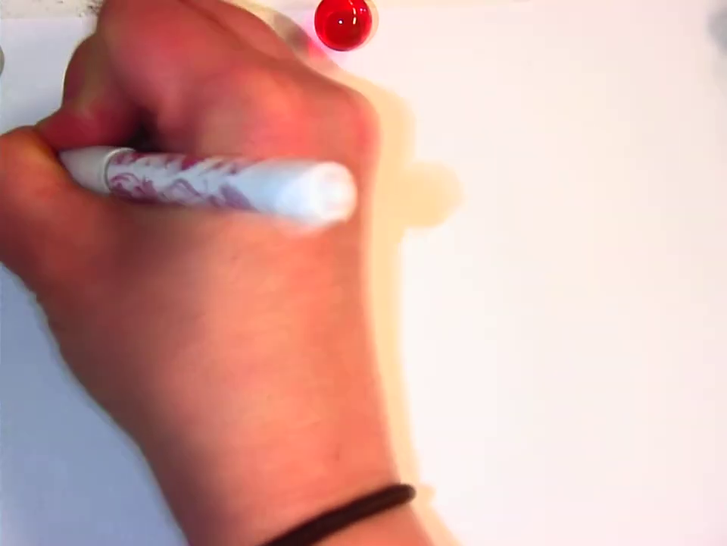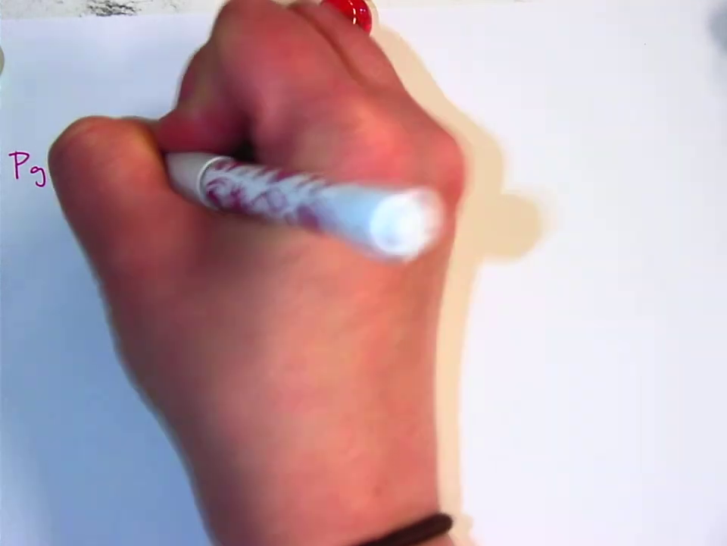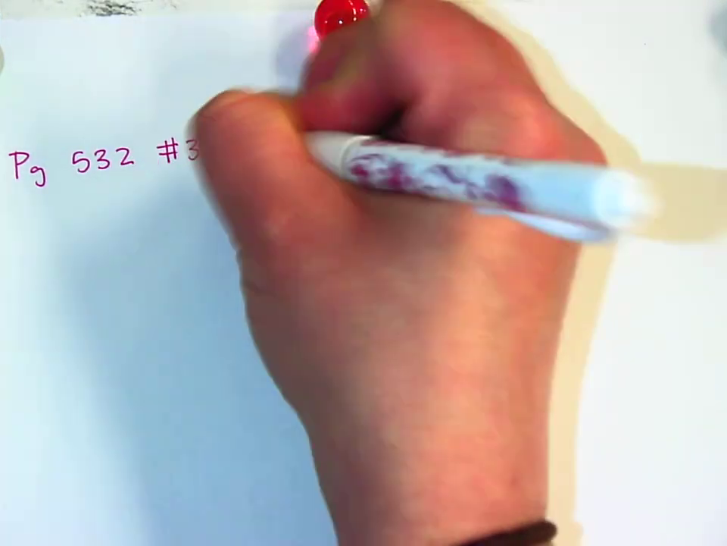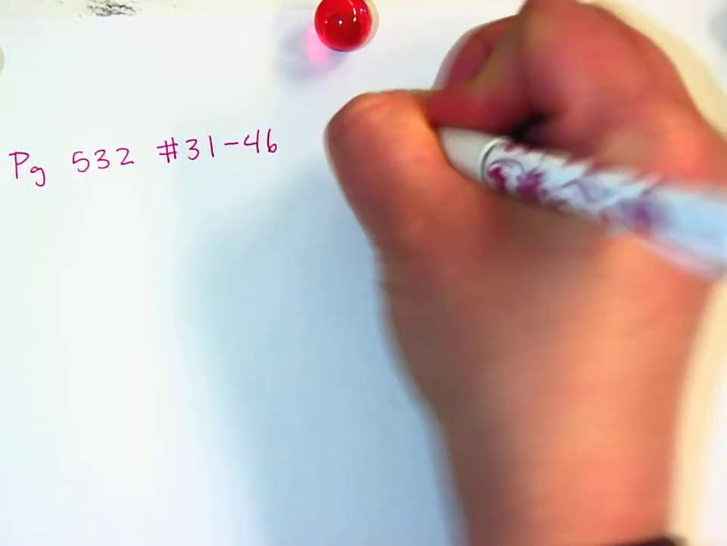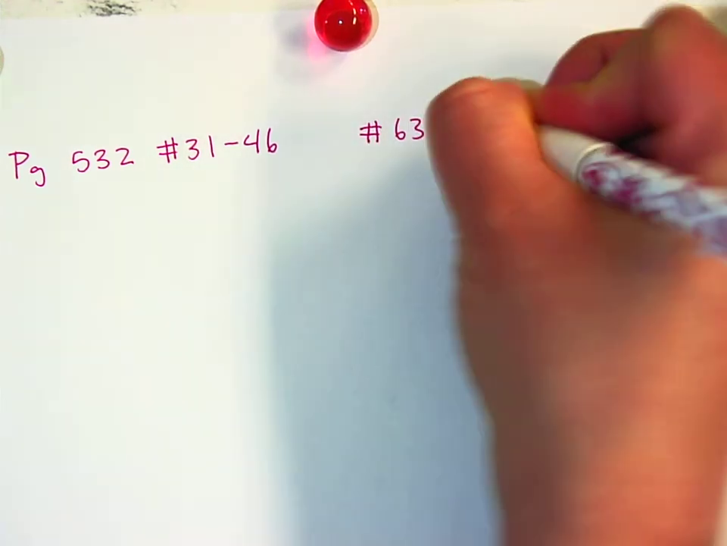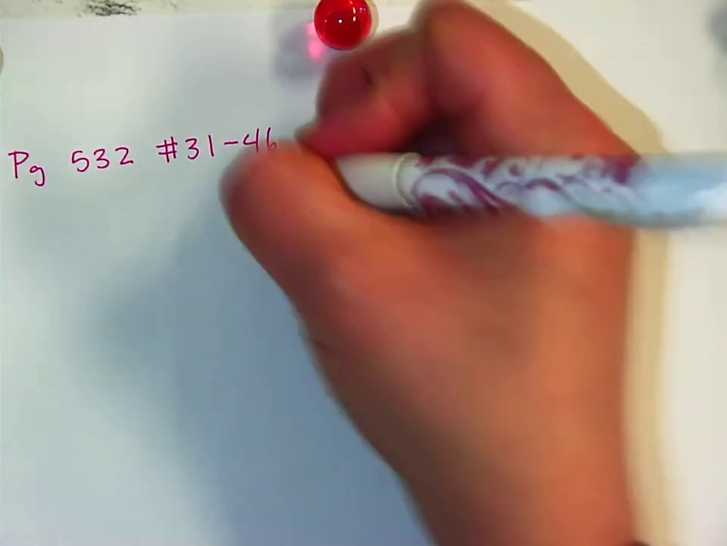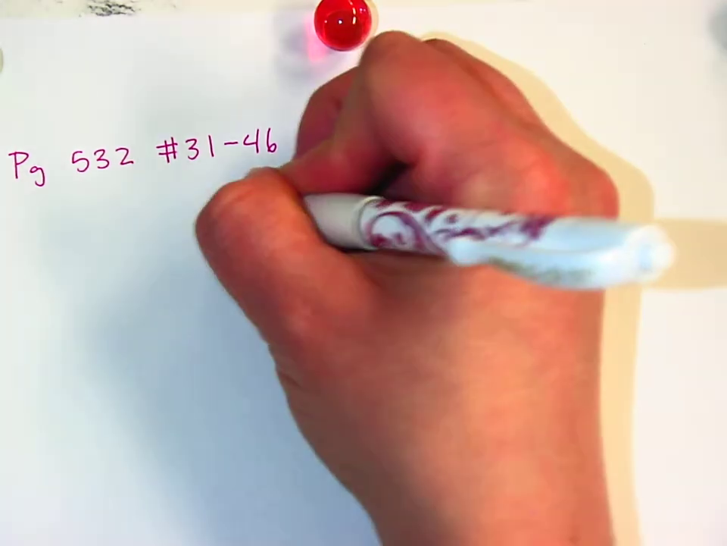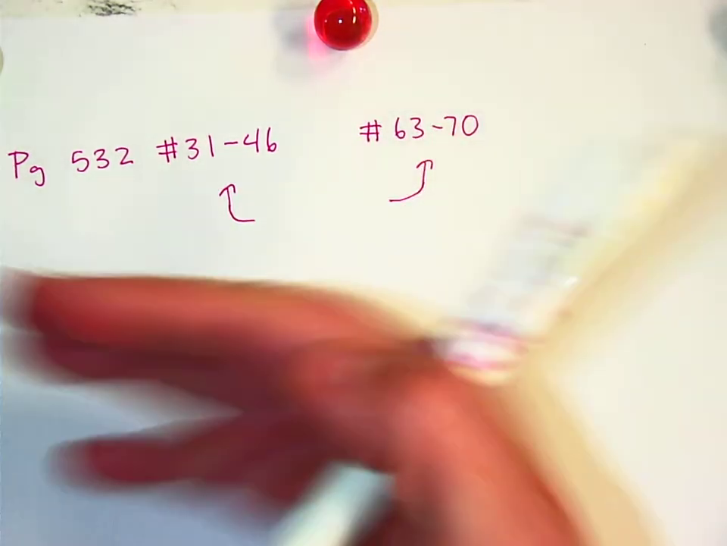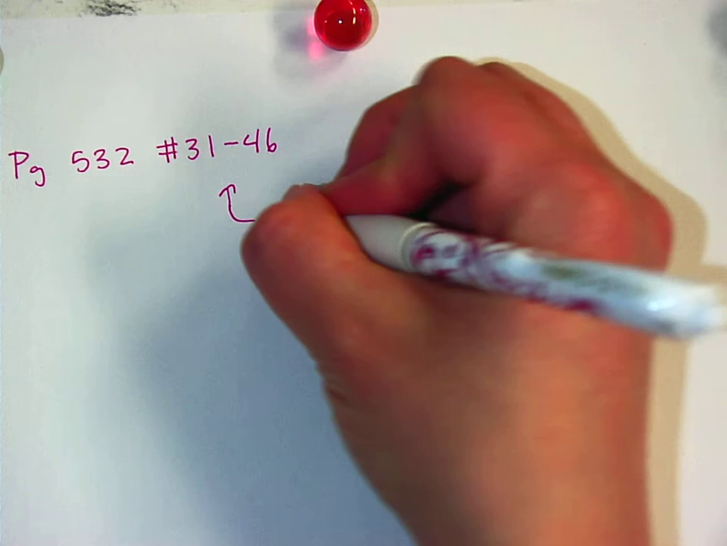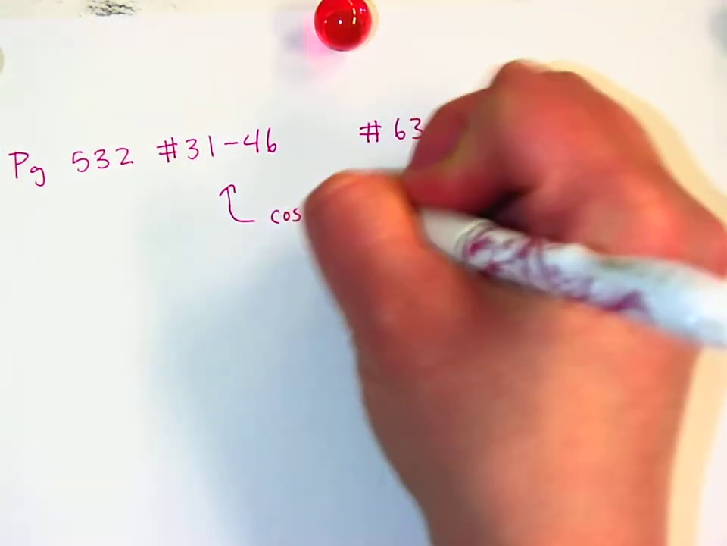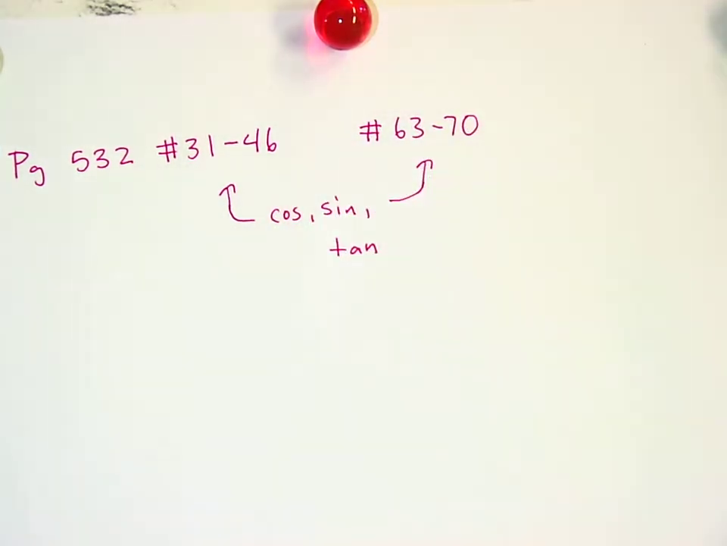All right, your homework is page 532, numbers 31 through 46, and 63 through 70. But on both of these assignments, we're going to be doing the whole thing come Monday, but right now you're only going to do any problem that says cosine, sine, or tangent. You can ignore all the ones that say secant, cosecant, or cotangent. That's not something we're going to worry about until Monday. Right now you're just worrying about the cosine, the sine, and the tangent.